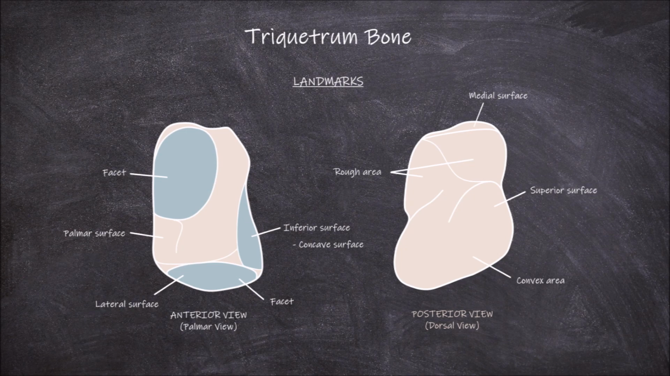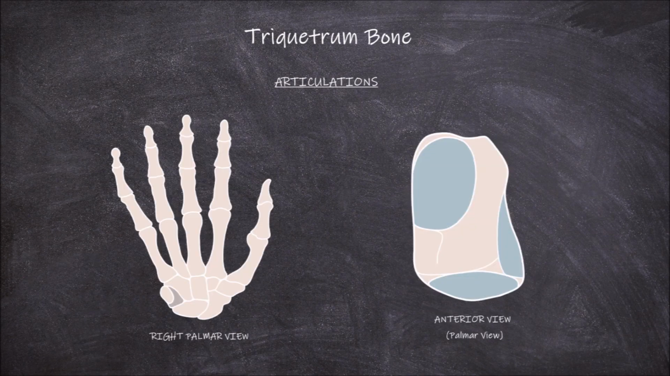What about the other bones each triquetrum bone articulates with? Each triquetrum bone articulates with 3 other bones. The first of these is the lunate bone. The facet on the lateral surface of the triquetrum articulates with the facet on the medial surface of the lunate bone. The second of these bones is the pisiform bone.